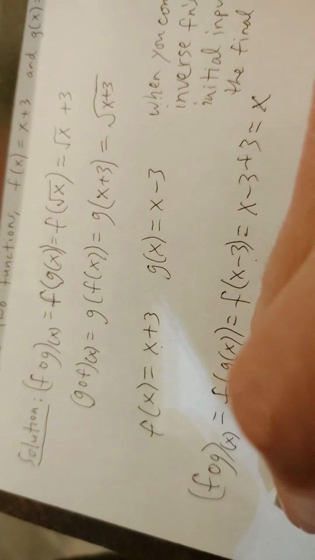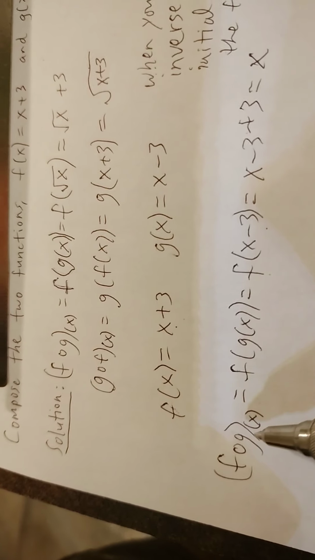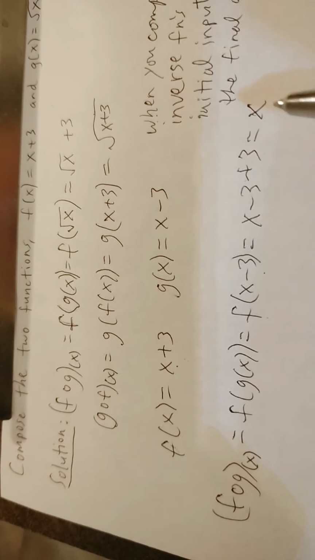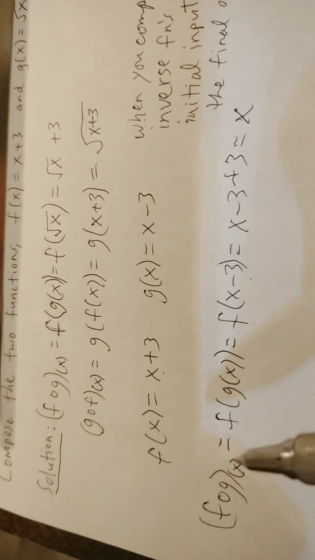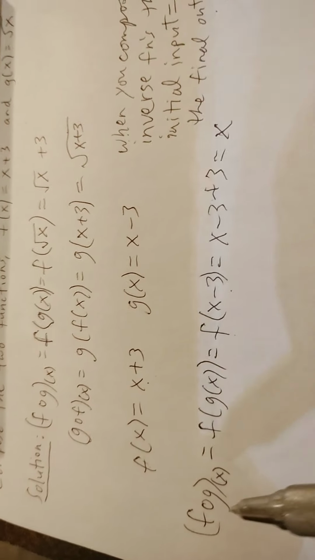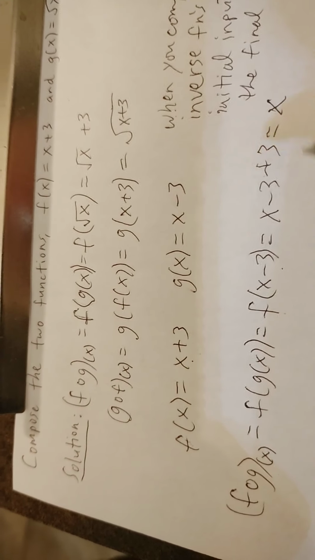And it's interesting, when you change the order, g circle f, it will be commutative if they're inverses of each other. If f and g are inverses, then it will be commutative, because if they're inverse functions, it doesn't matter what order you do it in. The initial input will always equal the final output.